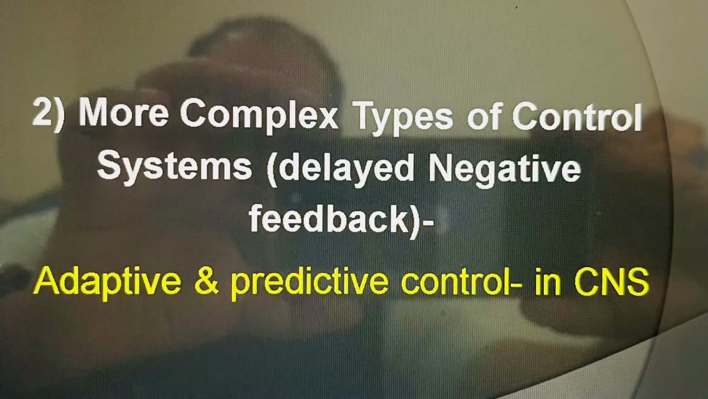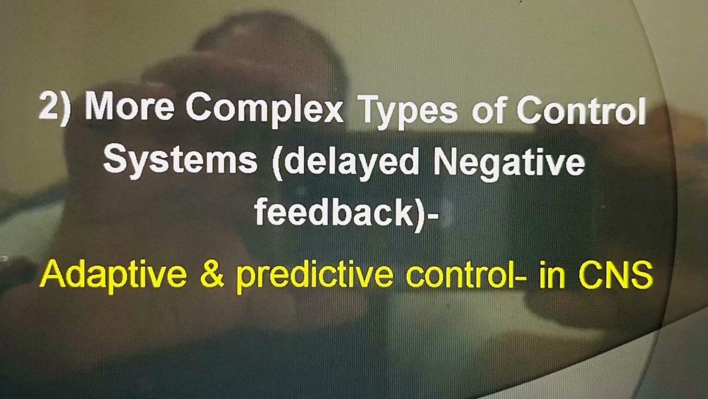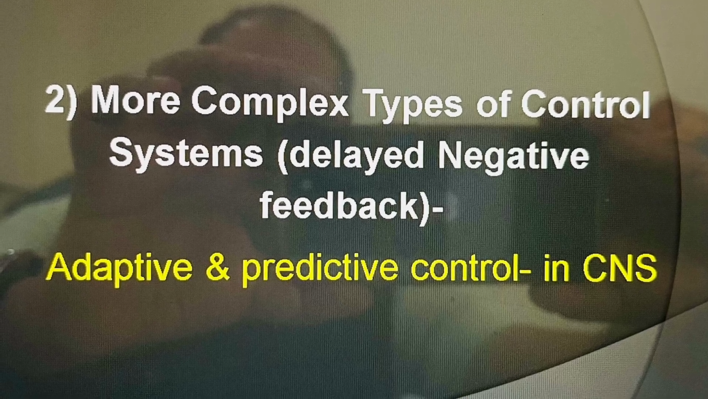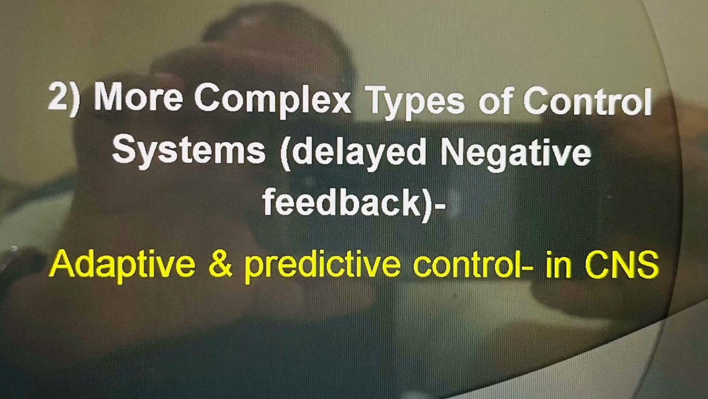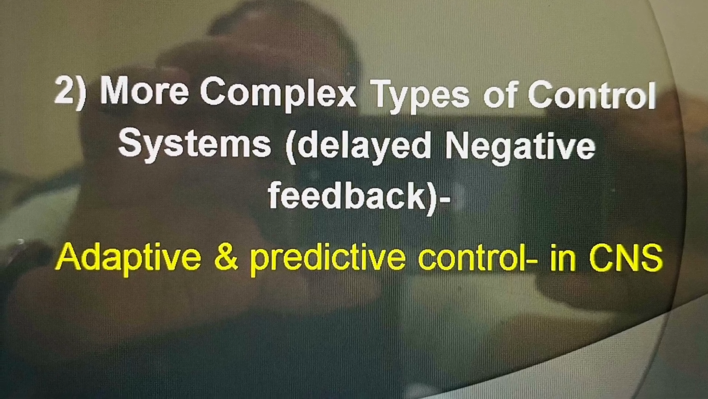Second point is delayed negative feedback mechanism. It's a complex type of control system. We see in the systems like nervous system. For example, if a movement is very fast, then based on present information, the next or prediction of next movement is done.